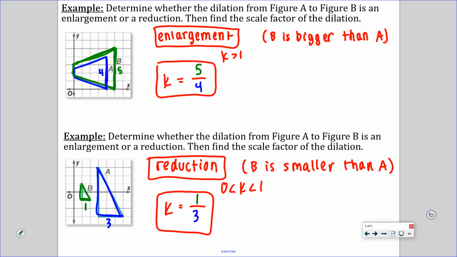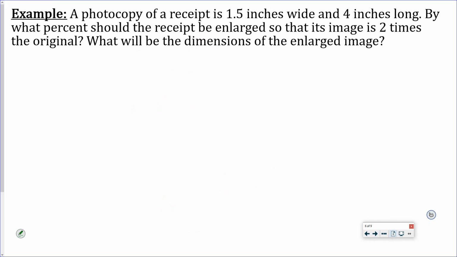Let's try another type of problem. A photocopy of a receipt is 1.5 inches wide and 4 inches long. By what percent should the receipt be enlarged so that its image is 2 times the original? What will be the dimensions of the enlarged image? Okay, I'm going to draw a picture here. So my original receipt, it looks something like this, is 1.5 inches wide, 4 inches long.